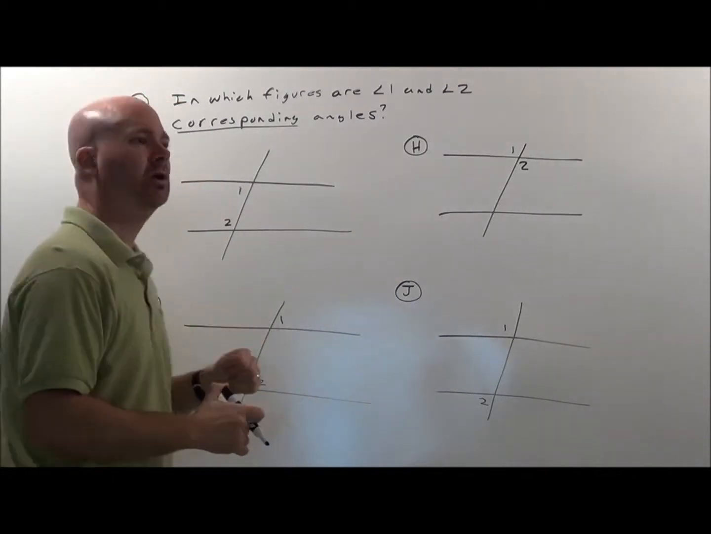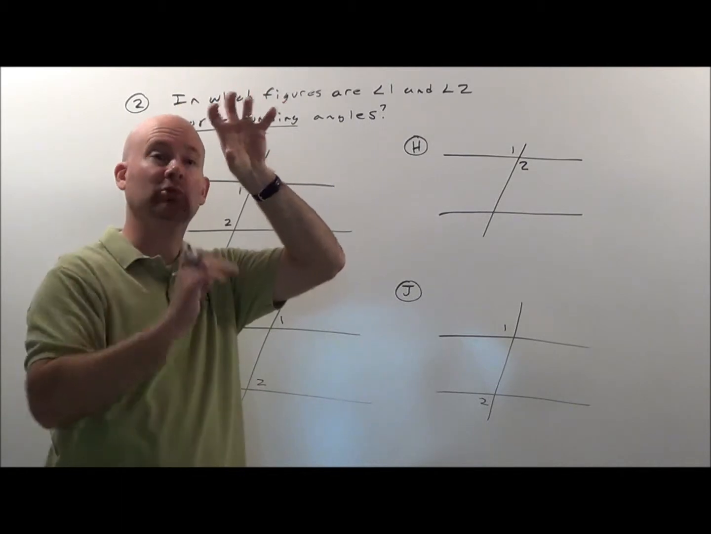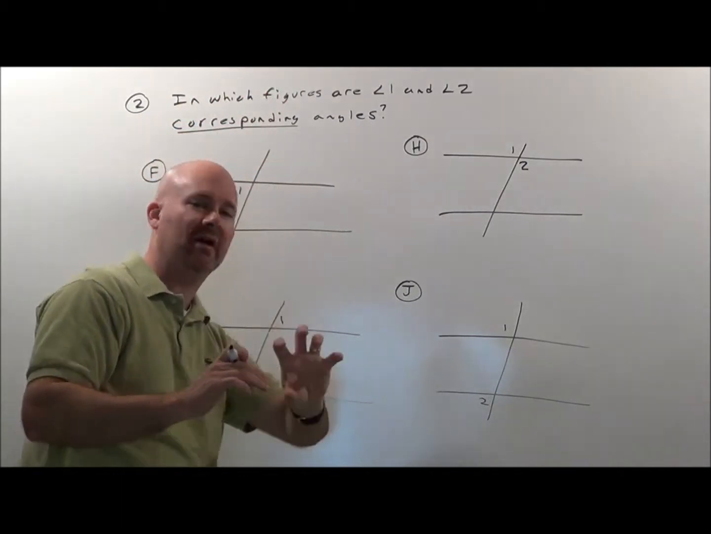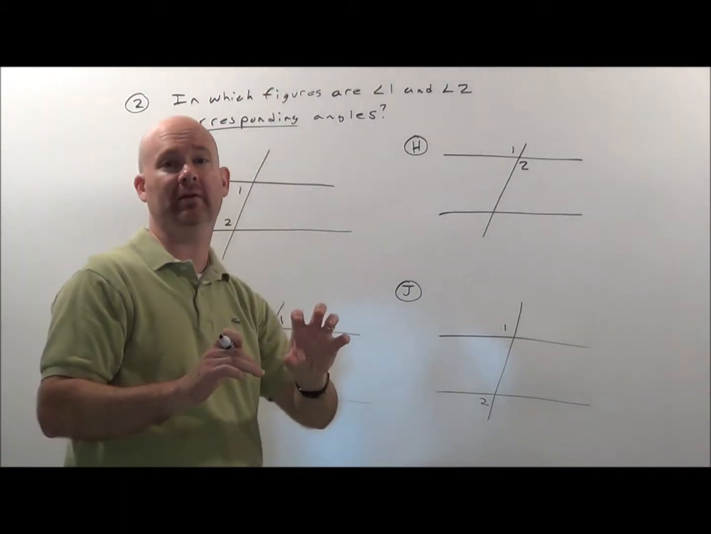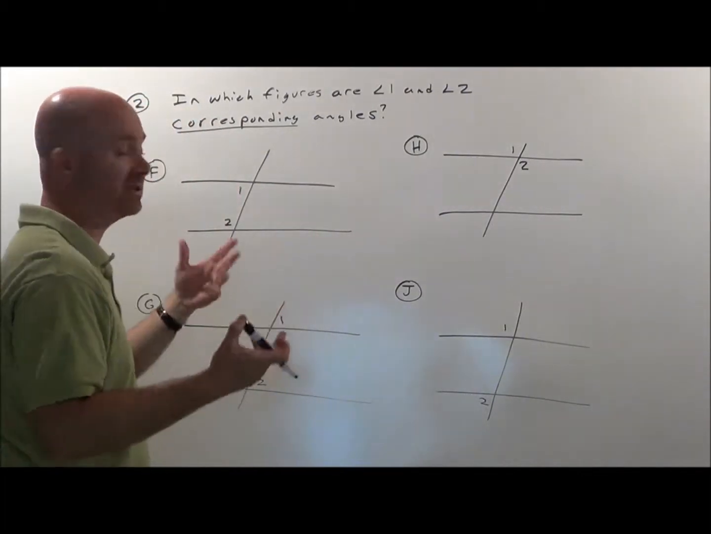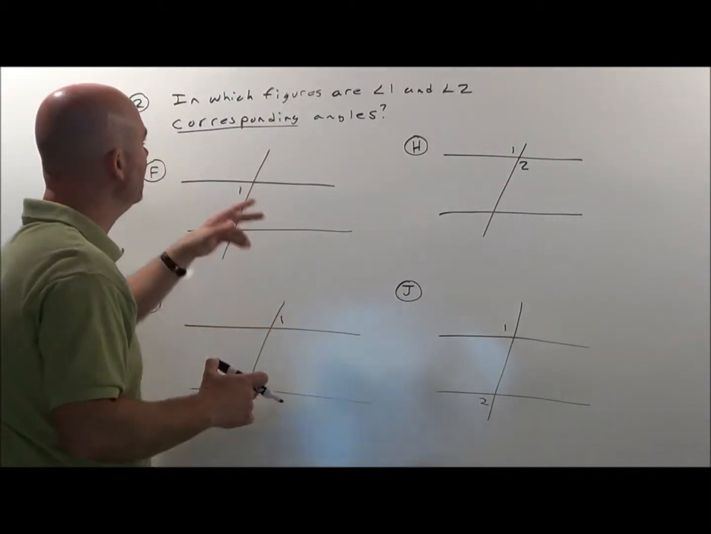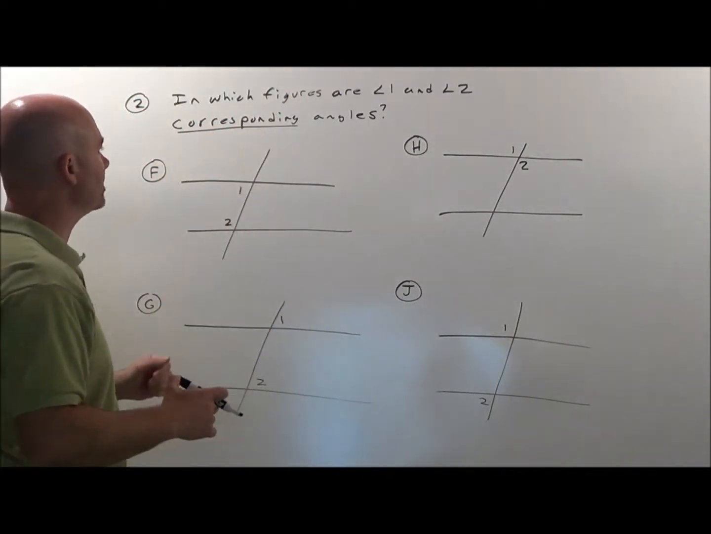Well, let's look. Corresponding angles are where, on one line, a transversal comes through, you can pick those up and move them down to the same spot on the other parallel line. Usually parallel lines, they don't have to be parallel. They're still called corresponding angles, but if they're parallel, they're equal to one another. This just wants to know, hey, which are the corresponding?